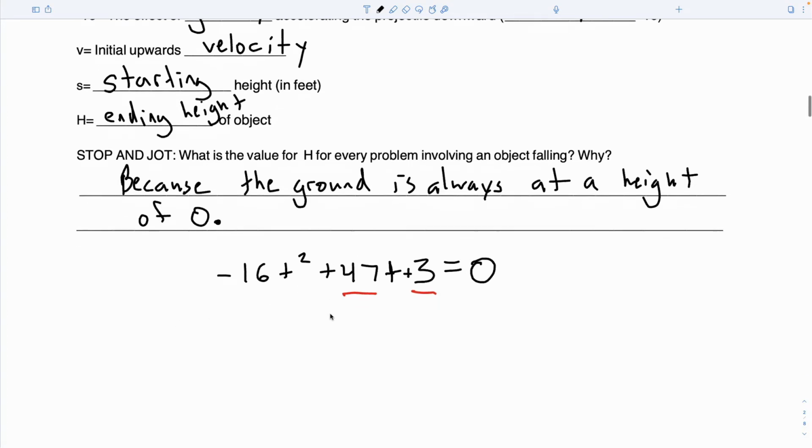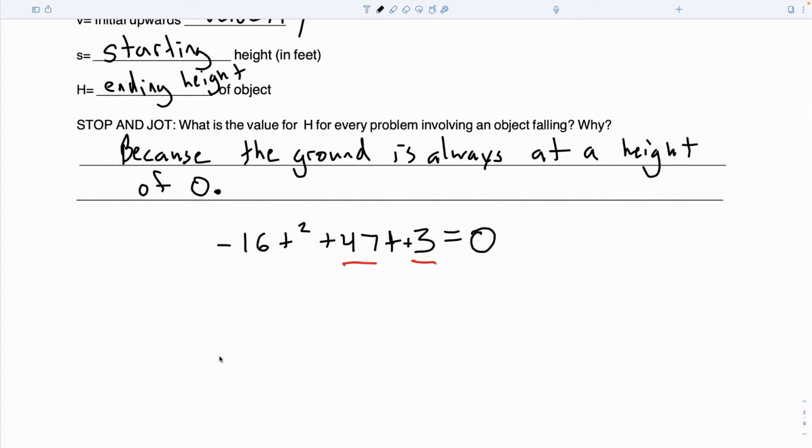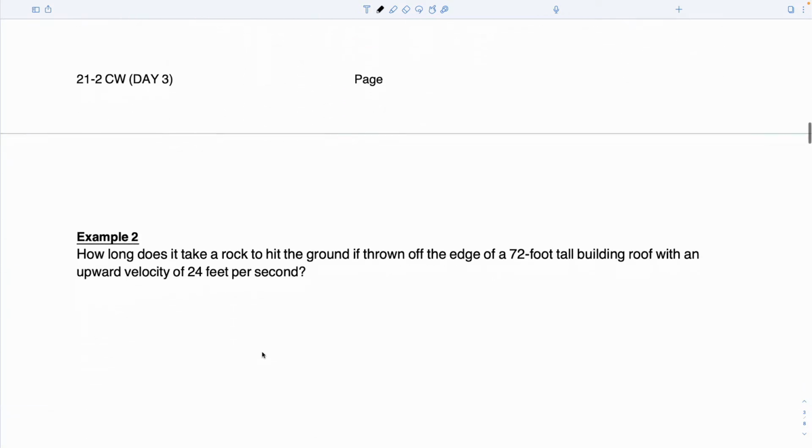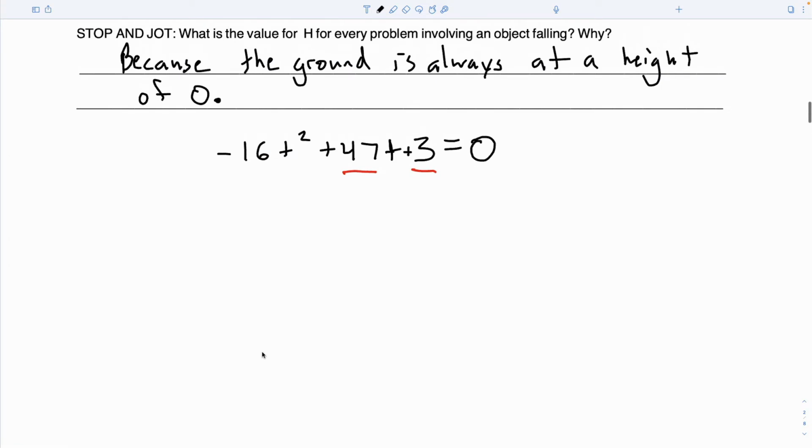I'm going to pause you. Pause. So let's look at this thing, and now that you have a trinomial, you can solve it.